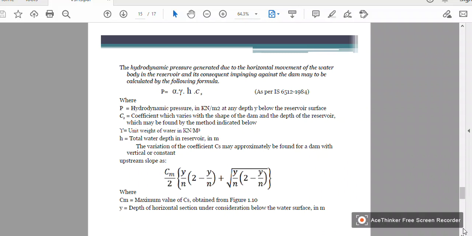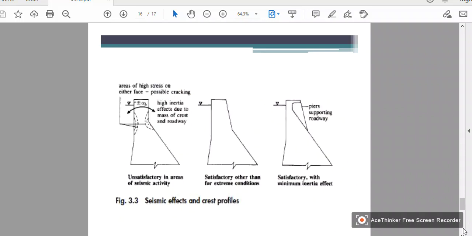The total water pressure will act on the dam, where the dynamic loads due to earthquake will come. Then we take the overall depth of the water, that is H. This formula will calculate the earthquake pressure, that is the hydrodynamic pressure by the water. Next. This formula is considered as per IS codes.